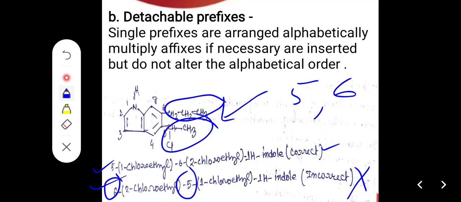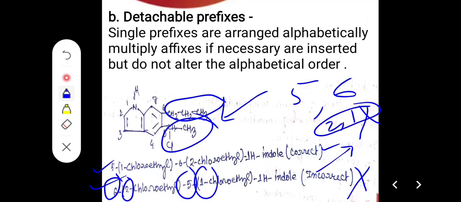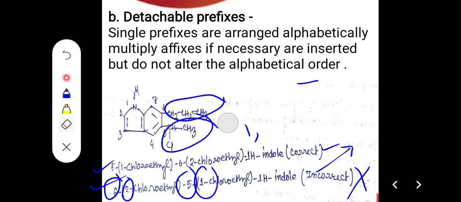So there is written 2 first, then 1. In that case, 2 is written first, then 1. So this is not correct. This is not correct because we have to write 1, then 2. So due to these 2 reasons, the second name is not correct.